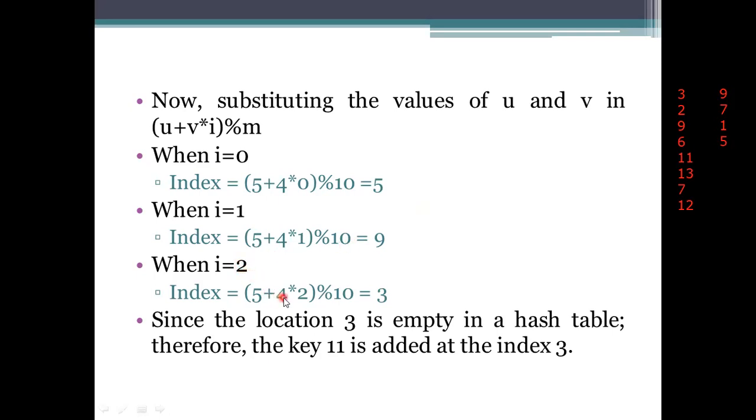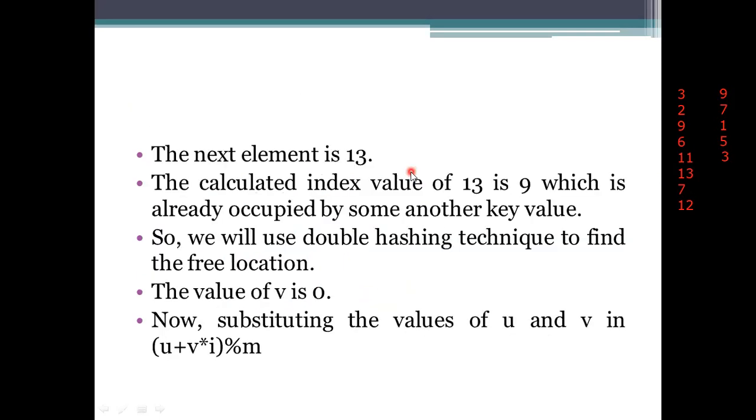I is equal to 2. 5 plus 4 times 2, which is 13, modulus 10 gives 3. Let's see whether it has an empty space or not. As it has an empty space to store the value, 3 is the final position for storing this key value 11.